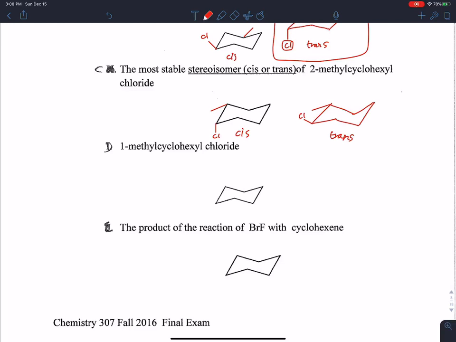So out of these two, they want us to pick the one that's the most stable. Well, the most stable one would be this. This one only has 1 interaction, while this one has 1 interaction here and then 2 with the chlorine on the bottom. So the more stable one would be the trans version.